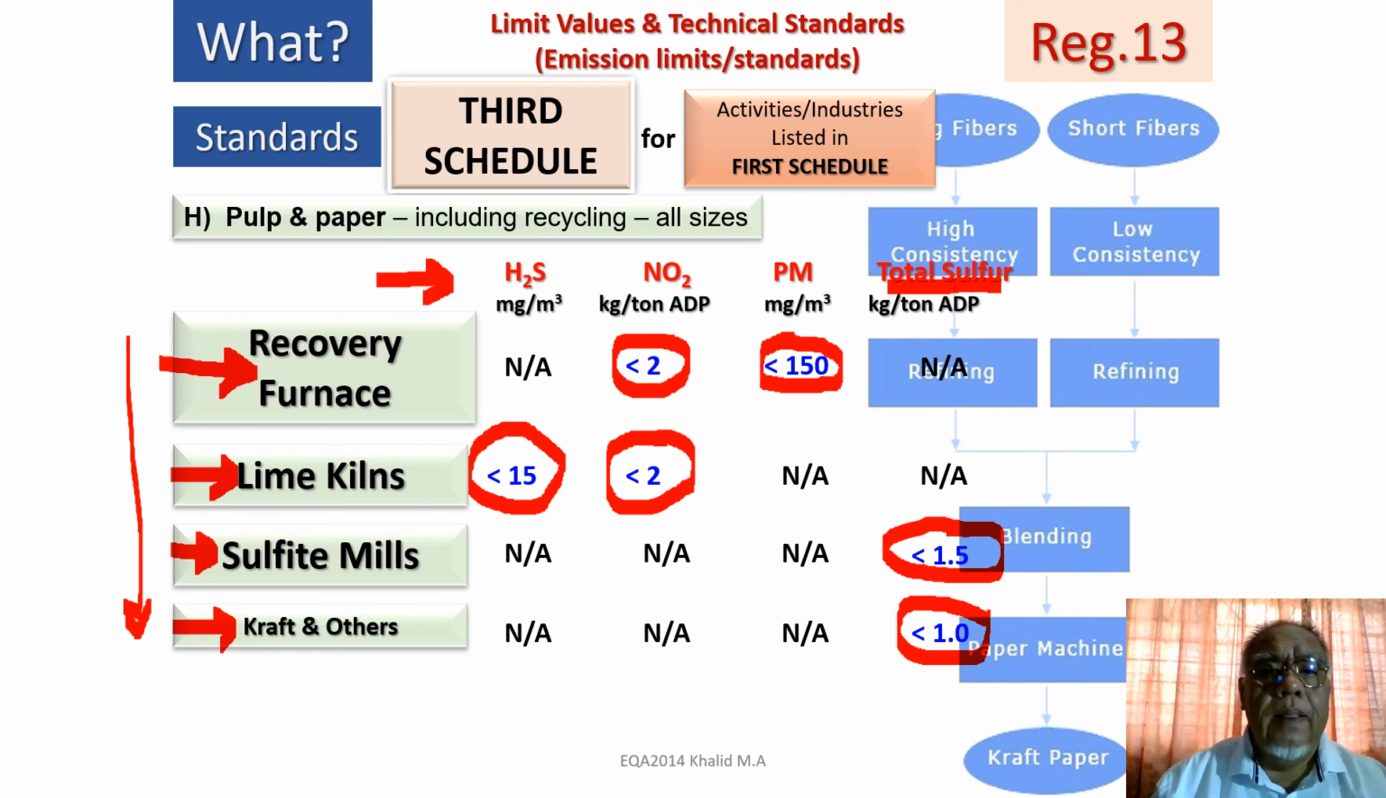That is about all that I could say for this particular slide. If I do miss anything, I'm so sorry. This old man can't remember everything under the sky, but at least I have mentioned the important things, which is the frequency of monitoring, and please be careful with the units. Some are in milligram per meter cube, some in kilogram per ton. Please watch out for those units. Address them properly and accurately. So I believe that's about it for pulp and paper.